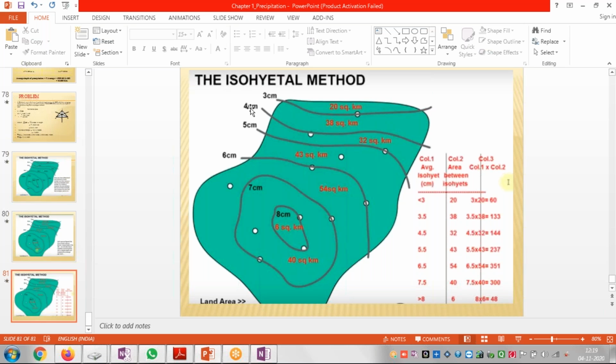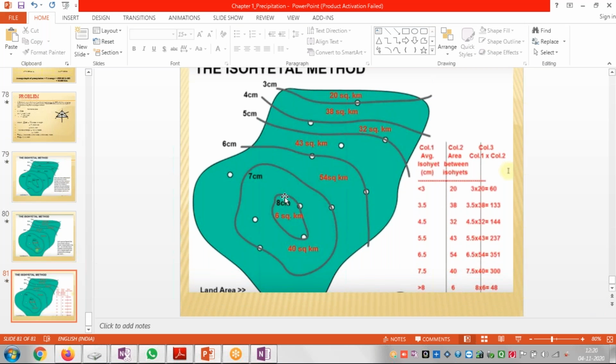Then if you take 3 plus 4 divided by 2, you will get 3.5. Then 4 plus 5 divided by 2, you will get 4.5. Likewise 5 plus 6 divided by 2, you will get 5.5. Then 6 plus 7, you will get 6.5. Then 7 plus 8, you will get 7.5. And there is no value greater than 8, so we will consider it as greater than 8. So 8 plus whatever it is, we will just assume it as greater than 8.